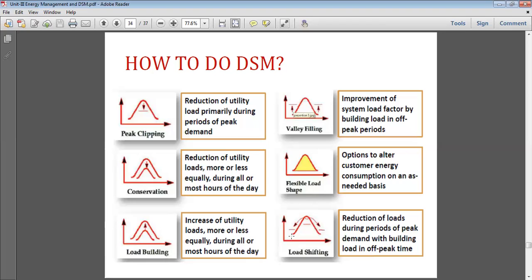Now next is the load shifting. Load shedding and load shifting are two different terms.